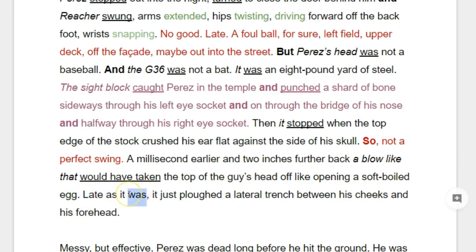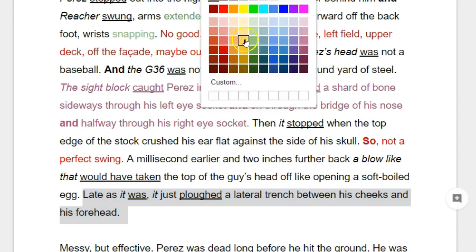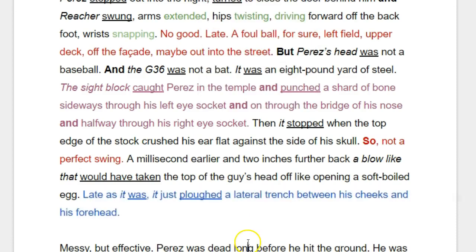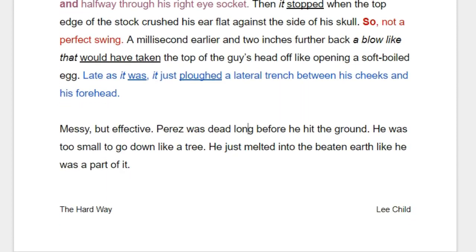This is different. Late as it was, we've got another verb here, so we've got a dependent clause. So this is a little bit easier to say this is a complex sentence. So this is our first, I think, arguably, complex sentence. So it is my subject there. So that's the first bit where we're arguably into a completely different type of sentence there. Messy but effective. Back to the fragments.